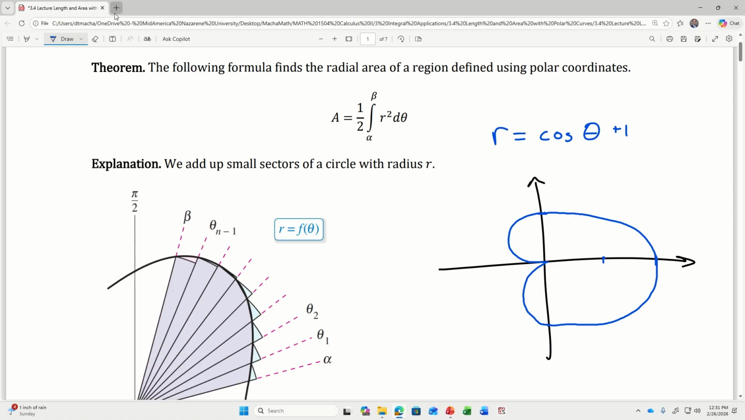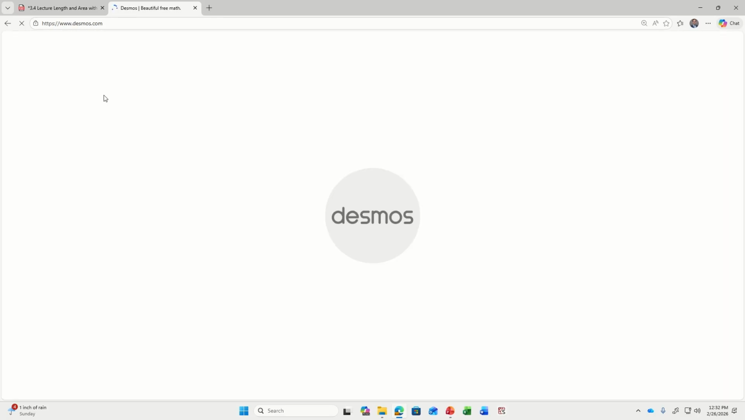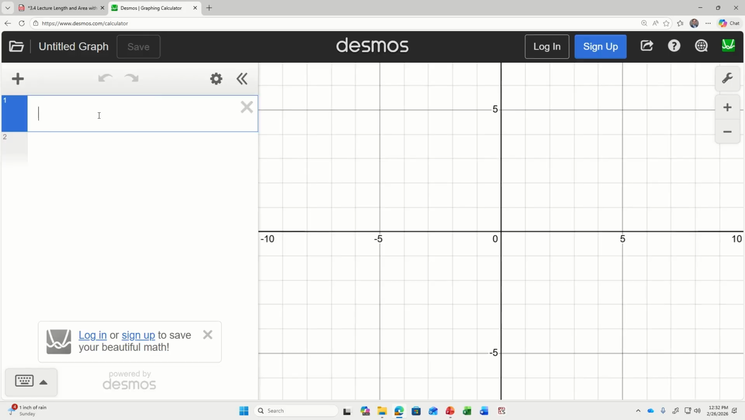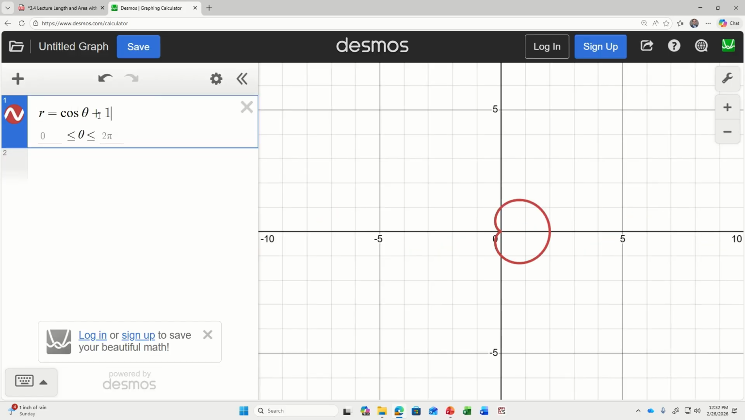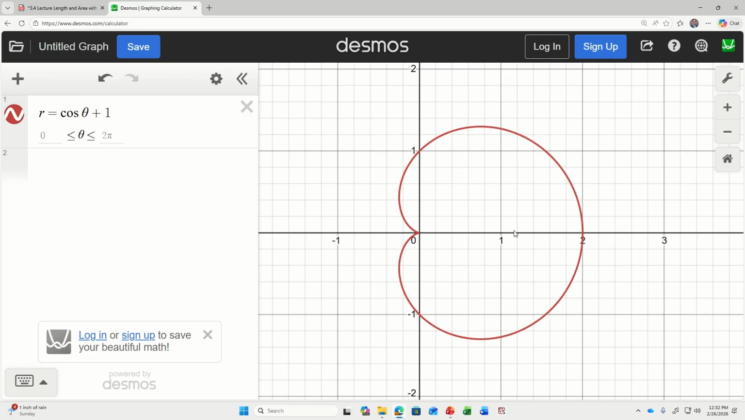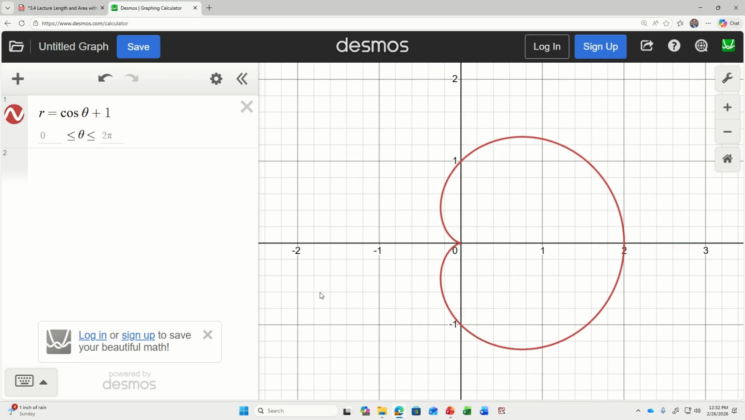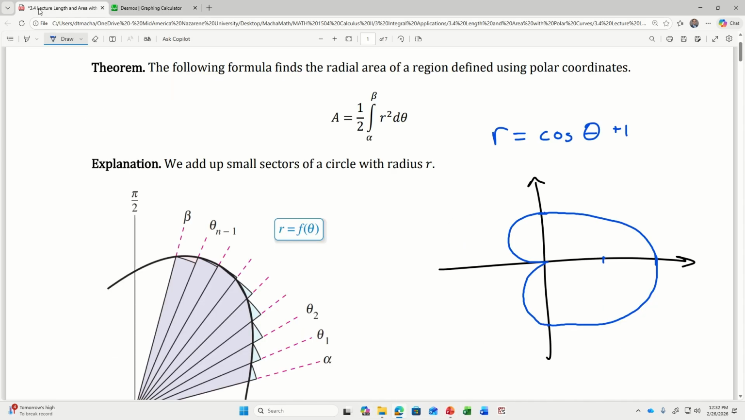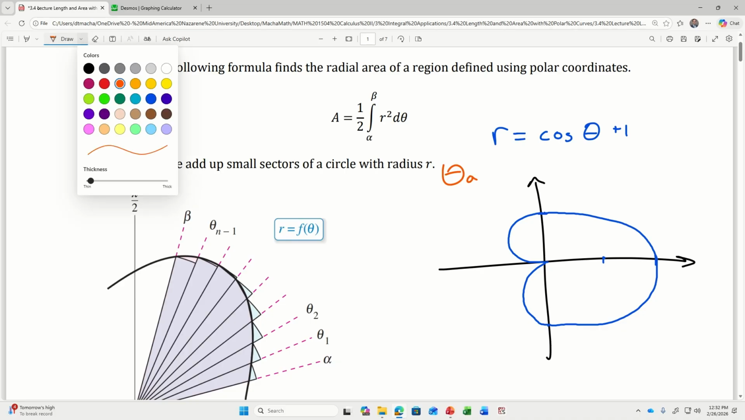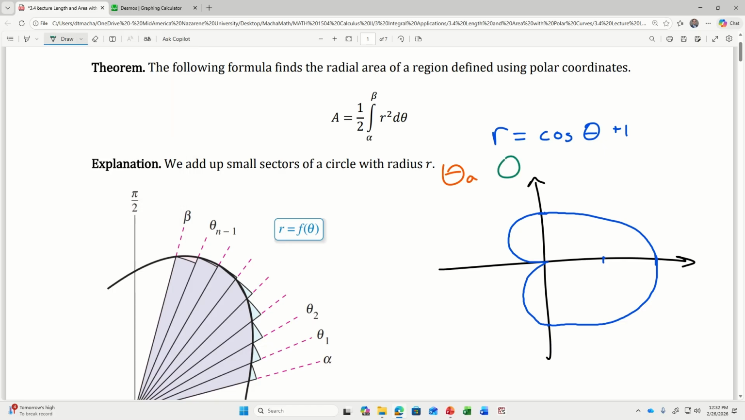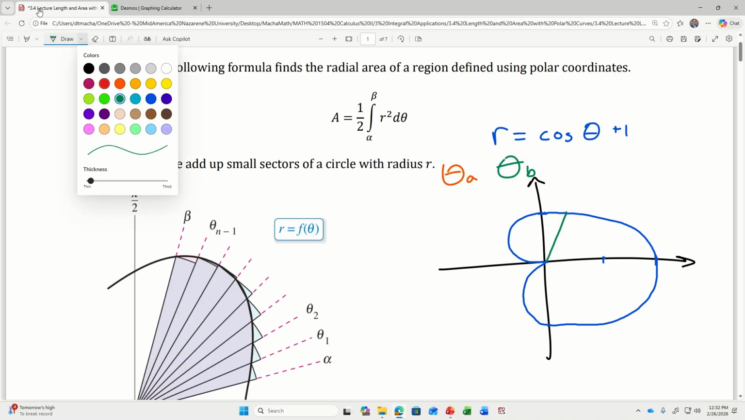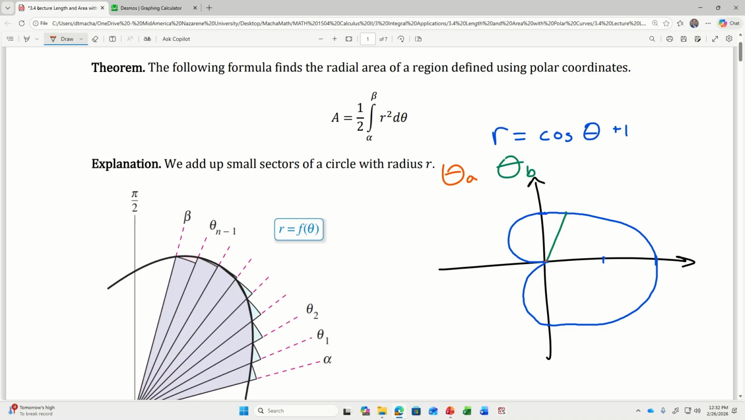Let me see how close we got. We can say r equals cosine theta plus 1. Let's see what it looks like. Okay, so that's how it's supposed to look. What I mean by radial area is for any given two values of theta, like theta A and I'll color code this theta B. Let's say this angle is theta B, and this other angle represents theta A.